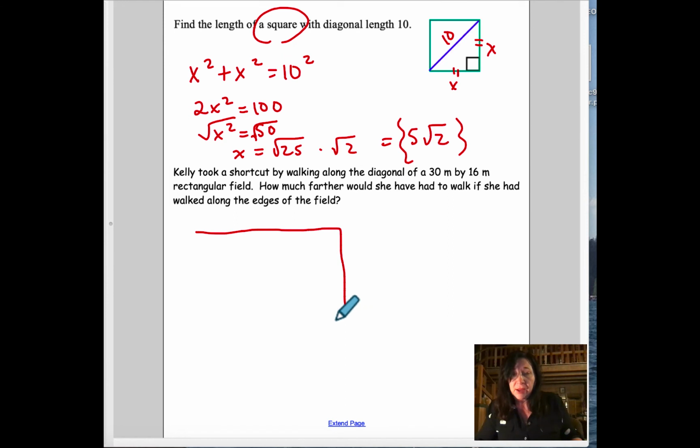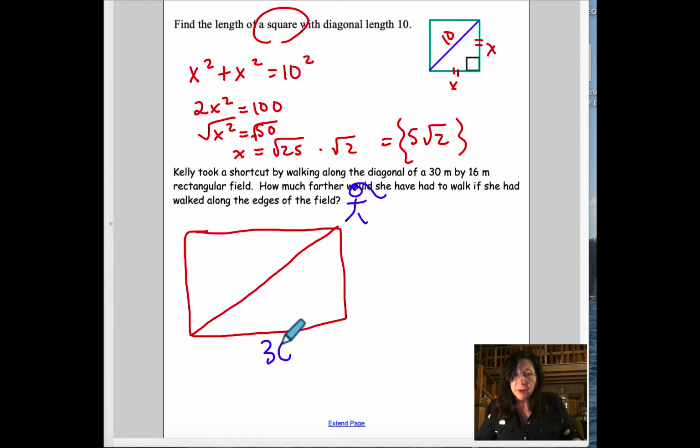Okay, let's draw that. All right, here we go. And let's see. Let's put Kelly in here. Kelly, there you are. All right, a diagonal of a 30 by 16. So let's go. That's 30. That's 16. It's a rectangle. So these are right angles. How much farther did she have to walk if she had walked along the edges of the field?